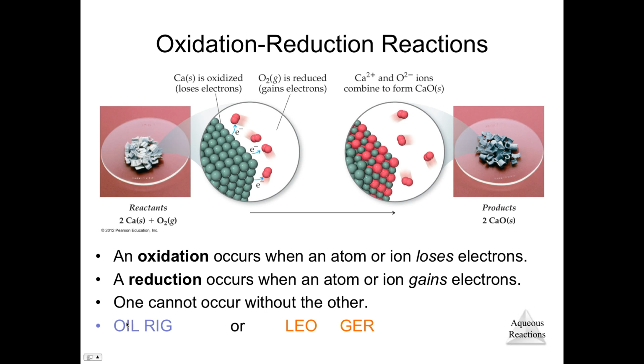And there's a couple of acronyms that you might use one of to help remember what's happening with oxidation and reduction. So the first acronym is OIL-RIG. OIL stands for oxidation is loss of electrons. RIG stands for reduction is gain of electrons. So that's OIL-RIG. The other acronym that might work better for you is LEO, the lion, says GER. So LEO-GER. LEO stands for loss of electrons is oxidation, and GER stands for gain of electrons is reduction.